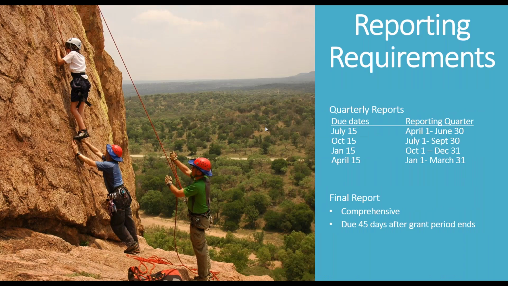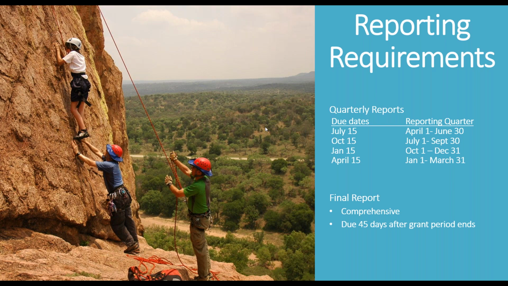Okay, so now we're going to talk a little bit about reporting requirements. Quarterly and final reports are submitted in the online Argo system. So your reports are going to include a narrative that details the progress that you're making towards achieving your grant requirements and goals, and share a list of all activities that occurred in that reporting period. The final report is much more comprehensive for all the activities that were supported during the grant program.